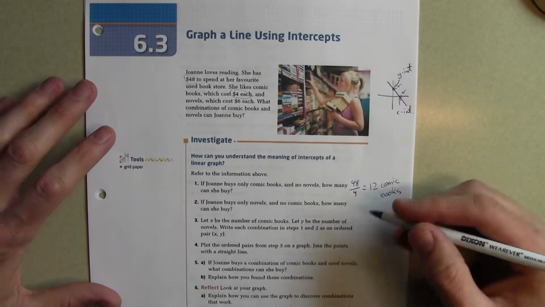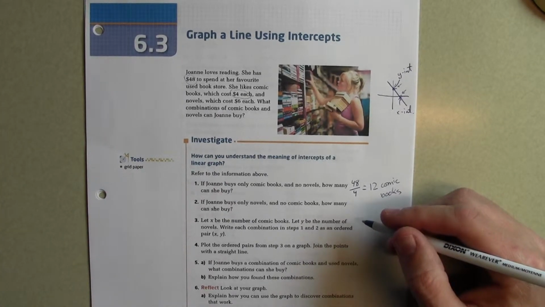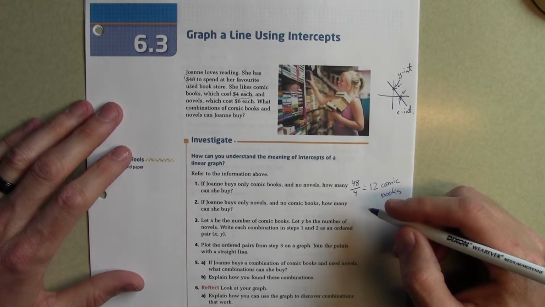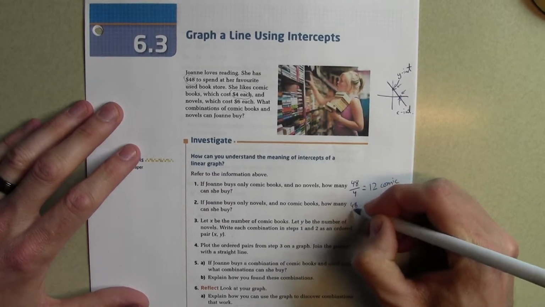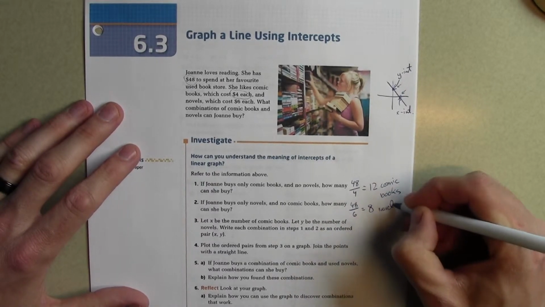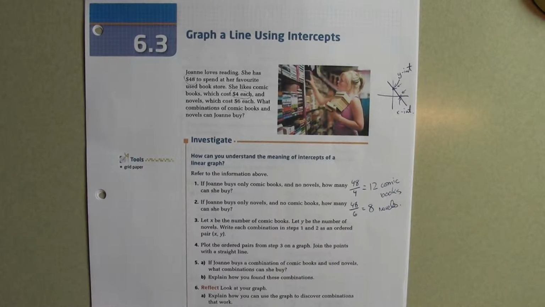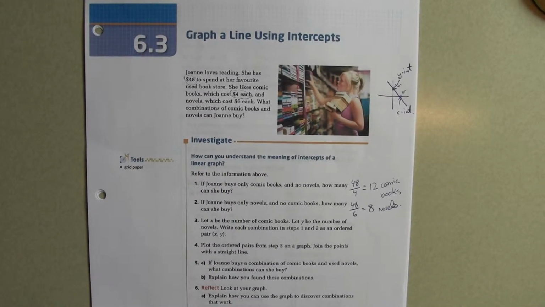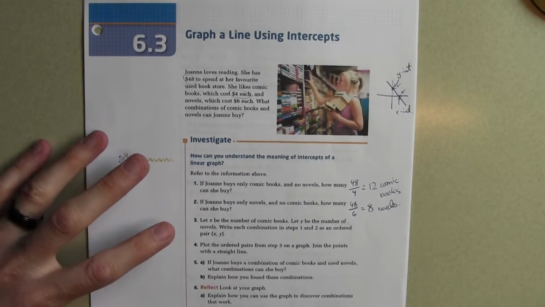If Joanne could only buy novels, and they cost $6, Matthew, how many could she buy? 8. All right, sounds good. Let X be the number of comic books, let Y be the number of novels. Write each combination in steps 1 and 2 as an ordered pair.